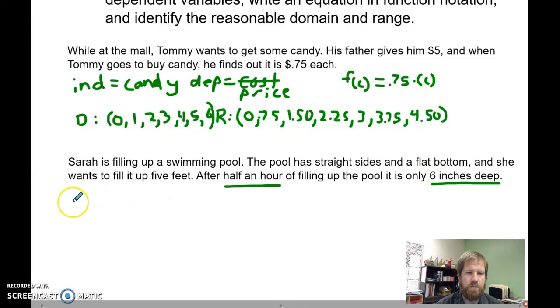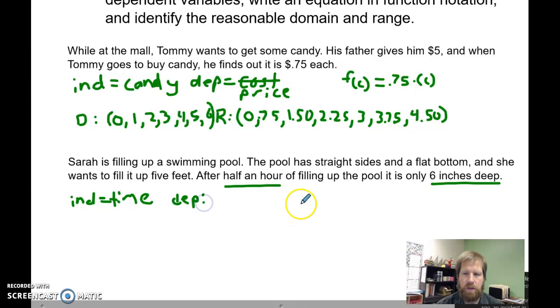So our independent variable, because it's always the independent variable, is going to be time. And our dependent variable is going to be depth. Okay. So another one, let's skip over writing our function. Let's just think about our domain and range. So is this going to be a discrete or continuous graph?